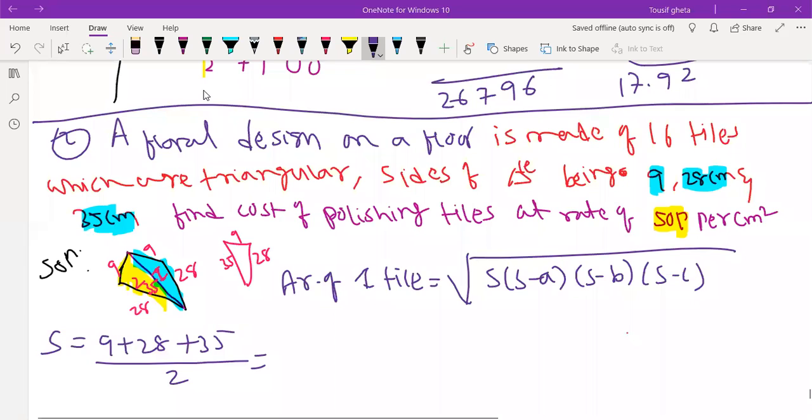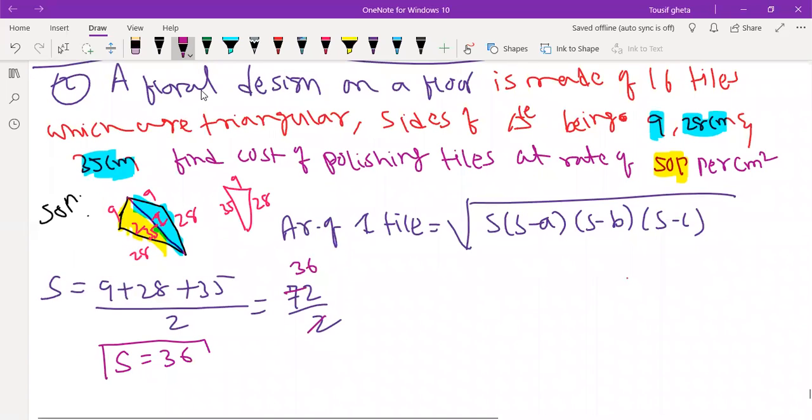72 or 74? Then we will get 2 ones are 2, 36. So S is equal to 36. Write down here 36. Right, Bharat?